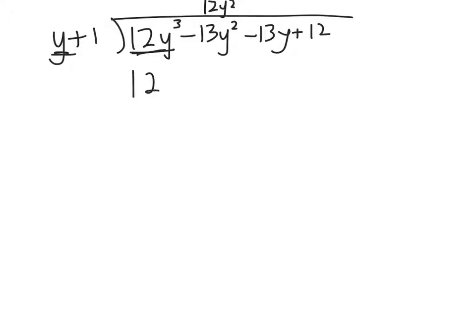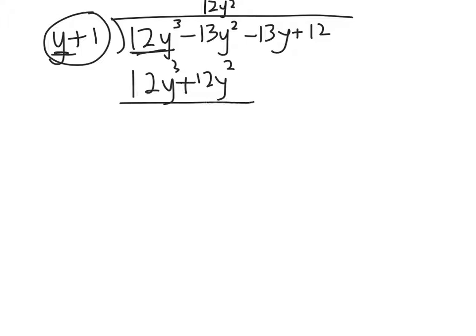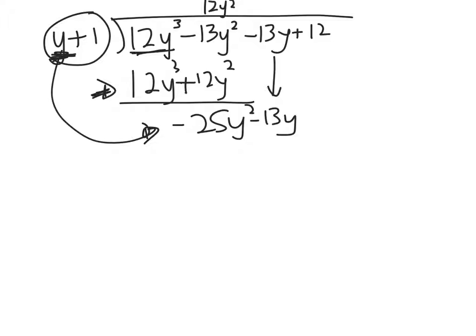And so then I go 12y squared times that. So I get 12y cubed plus 12y squared. Now there's another video on long division if you haven't done this before. Now I'm subtracting this from the top line. So I get minus 13y squared minus 12y squared, so minus 25y squared. I bring this down, I get minus 13y. Now off I go again. I'm saying y times what is going to multiply to give me that. So I have minus 25.